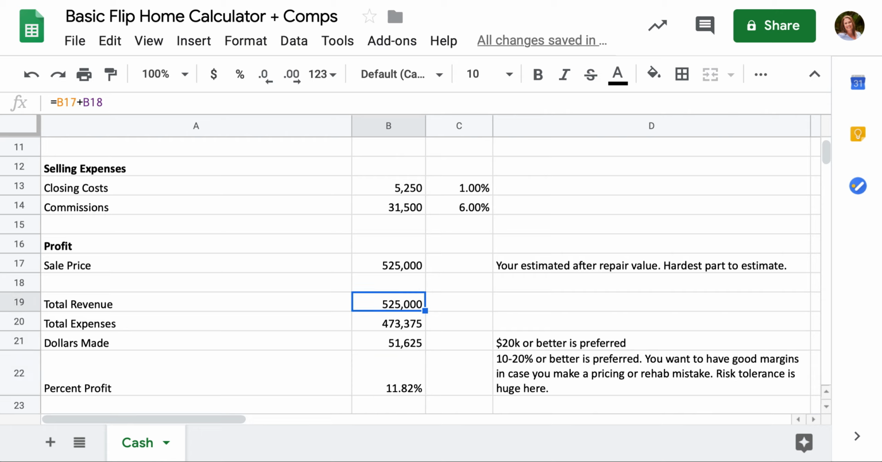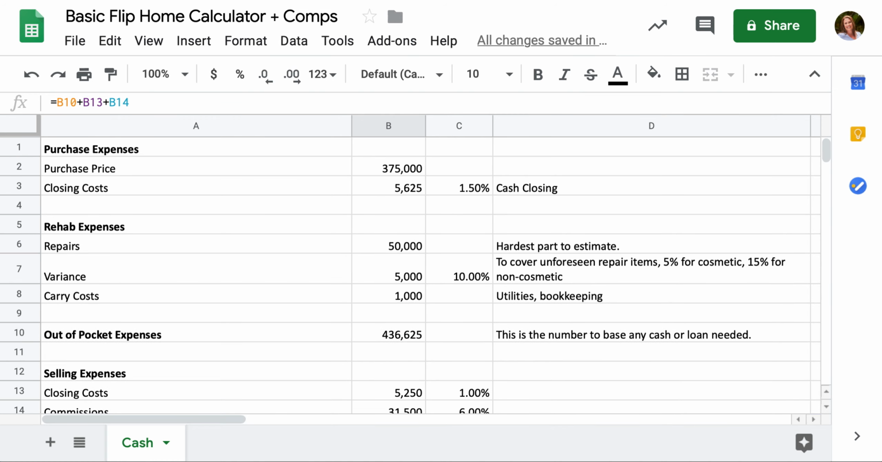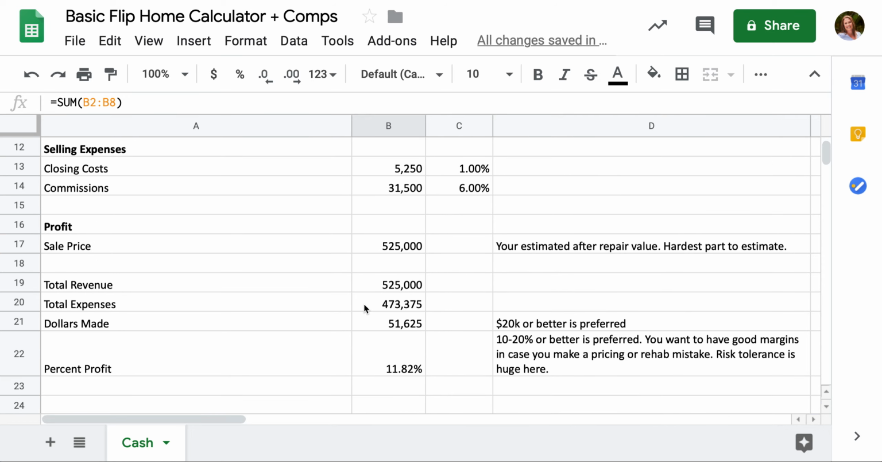We've got total revenue of $525,000 because that's what we're going to sell the property for. We have the total expenses, so that's going to be your costs to sell, so the closing costs and the commissions, as well as the initial investment of the purchase of the home, as well as those rehab and carrying costs. So that's $473,000. Then we take our sale price minus our expenses, so that gives us a net dollars made of $51,625.